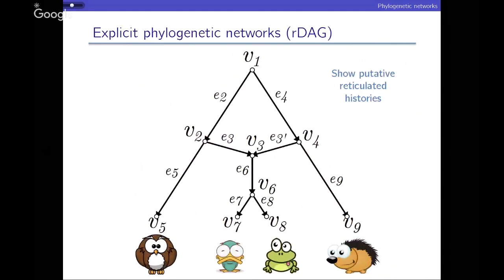So what is an explicit phylogenetic network? It is a DAG, a directed acyclic graph, that is rooted and where the leaves are labeled by species. The word explicit is used to denote that reticulate nodes, nodes that have multiple ancestors, like v3 here in this example, are used to depict actual reticulate events, such as hybridization, recombination, etc.